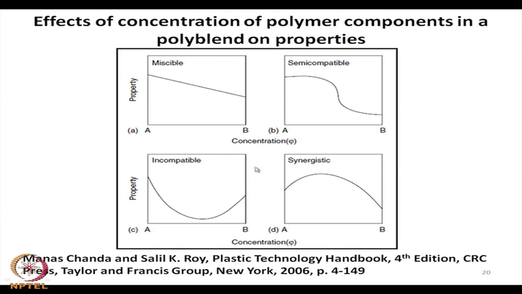If you look at the diagram, it shows 4 different cases. One case is miscible, second case is semi compatible, third case is incompatible and fourth case is synergistic. The previous figure which I showed is broken into 4 different curves. So, these completely explain the effects of concentration of polymer components on the properties of the polymer blends.